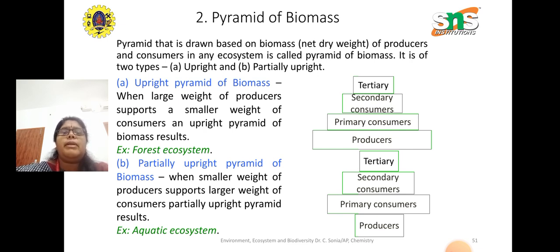Then in the partially upright pyramid of biomass, when a smaller weight of producers supports a larger weight of consumers, a partially upright pyramid results. This is always found in the aquatic ecosystem. See, you can see over here, at the bottom you have the producers, then the primary consumers, which is bigger, then the secondary consumers, which is small, and the tertiary consumer is still small. So the producers are a little less.